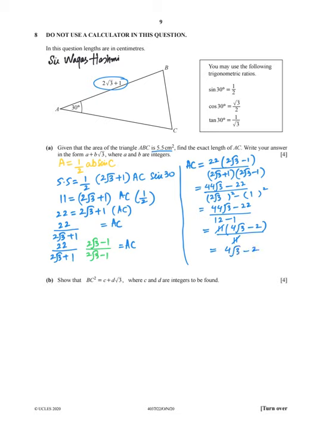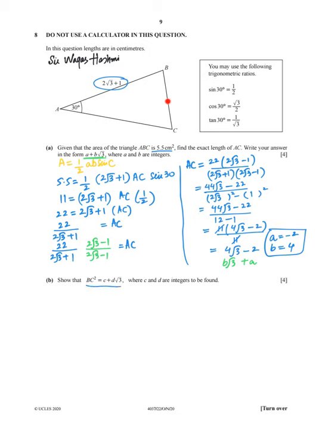You can equate your answer with the given form, that is b root 3 plus a. So we can conclude that the value of a is −2 and the value of b is 4. These are your answers. In the next part it says, show that BC squared is equal to c plus d root 3, right?